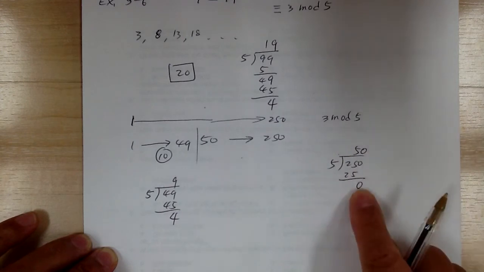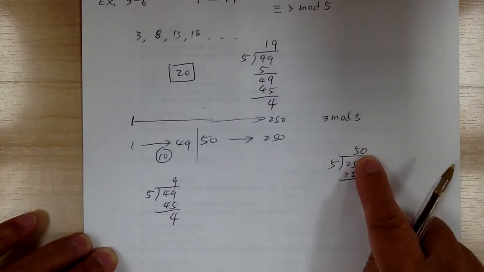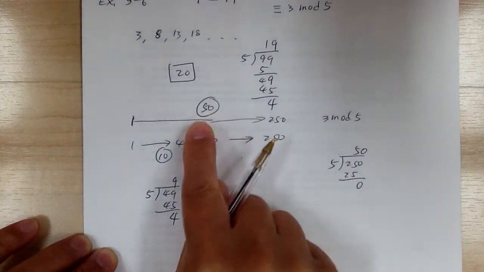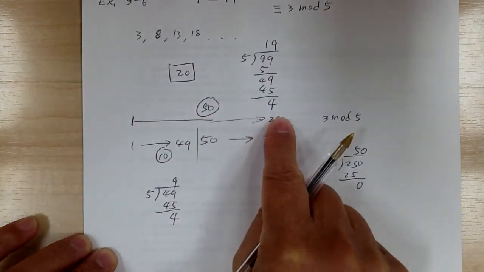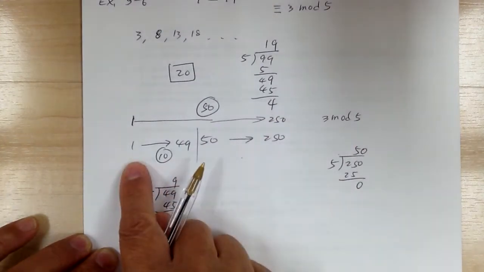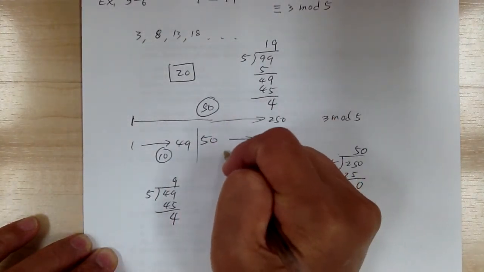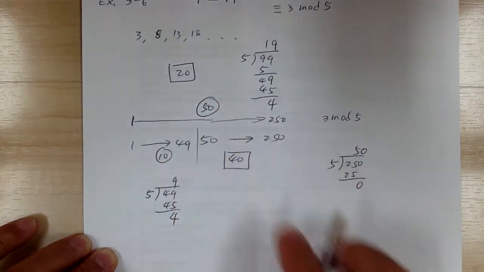Okay. Now 0 is less than that, so whatever you get is fine. There are 50 numbers that are 3 mod 5 from 1 to 250, and there are 10 from here to here. So that means this would be equal to 40. So you just use 50 minus that, you get that.